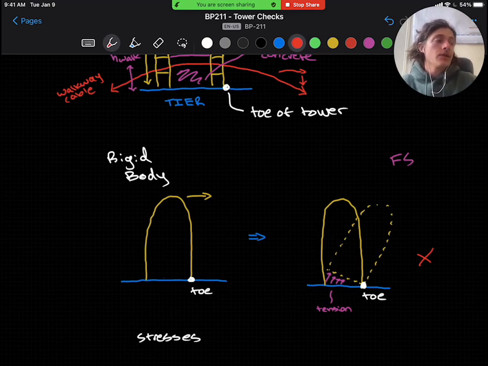Now, as you may remember from the lecture on loading, the overturning moment can be taken as the handrail and walkway cable forces, horizontal component, multiplied by their respective height from the toe of the tower.